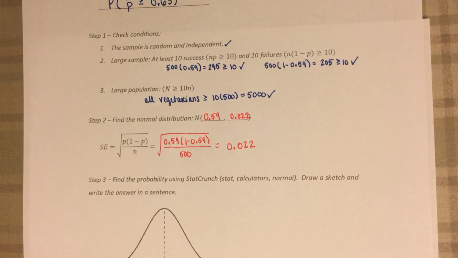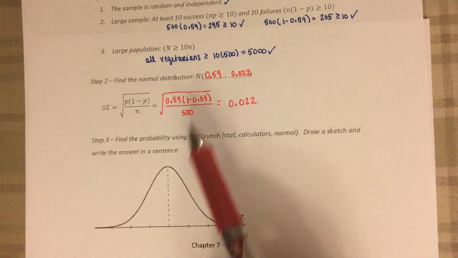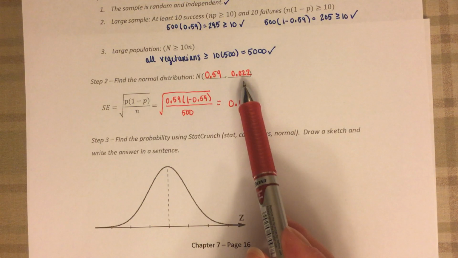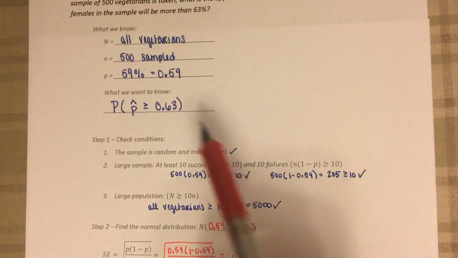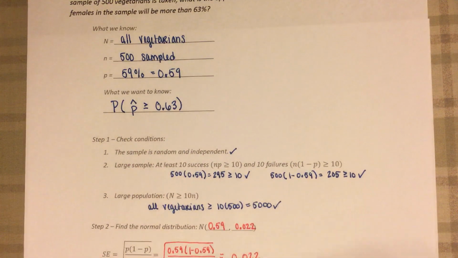Then we're going to go to StatCrunch. Again, we're going into our normal calculator. We're using this as our mean, this is our standard deviation. And then in this case, again, what we want to know, we're going to type in our probability that p hat is greater than or equal to 0.63.